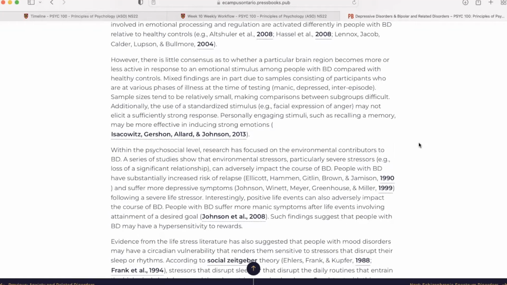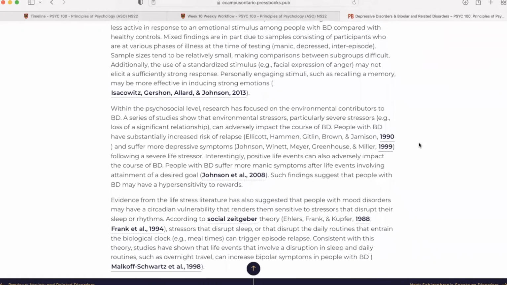Mixed findings are in part due to samples consisting of participants who are at various phases of illness at the time of testing, manic, depressed, etc. Sample sizes tend to be relatively small, making comparisons between subgroups difficult. Additionally, the use of standardized stimulus, for example, facial expression or anger, may not elicit a sufficiently strong response. Personally engaging stimuli, such as recalling a memory, may be more effective in inducing strong emotions.